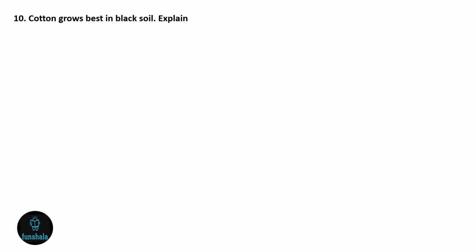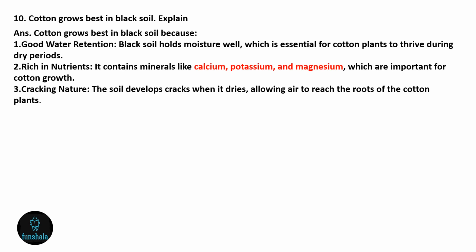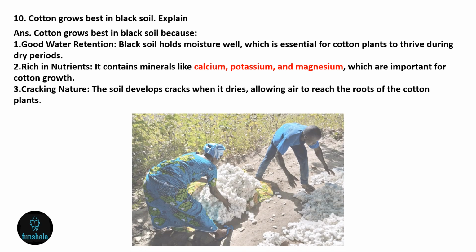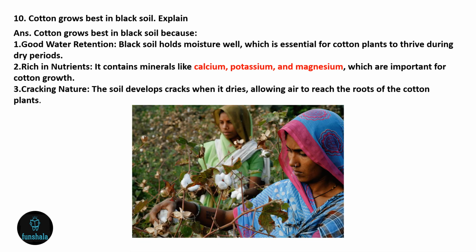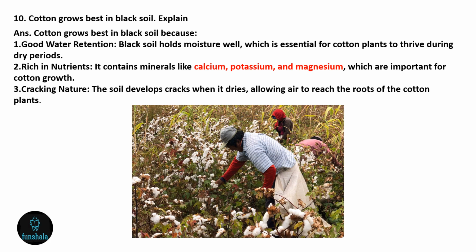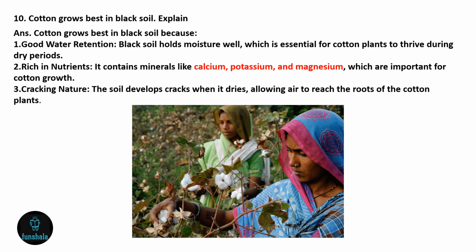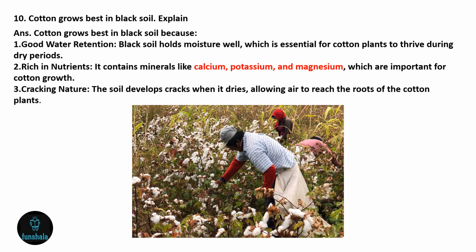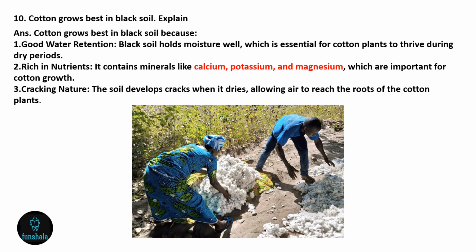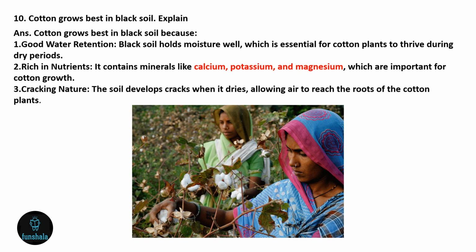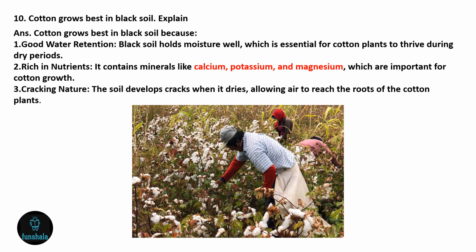Cotton grows best in black soil. Explain. Cotton grows best in black soil because, number 1, good water retention. Black soil holds moisture well, which is essential for cotton plants to thrive during the dry periods. Number 2, rich in nutrients. It contains minerals like calcium, potassium and magnesium, which are important for cotton growth. Number 3, cracking nature. The soil develops cracks when it dries, allowing air to reach the roots of the cotton plants.